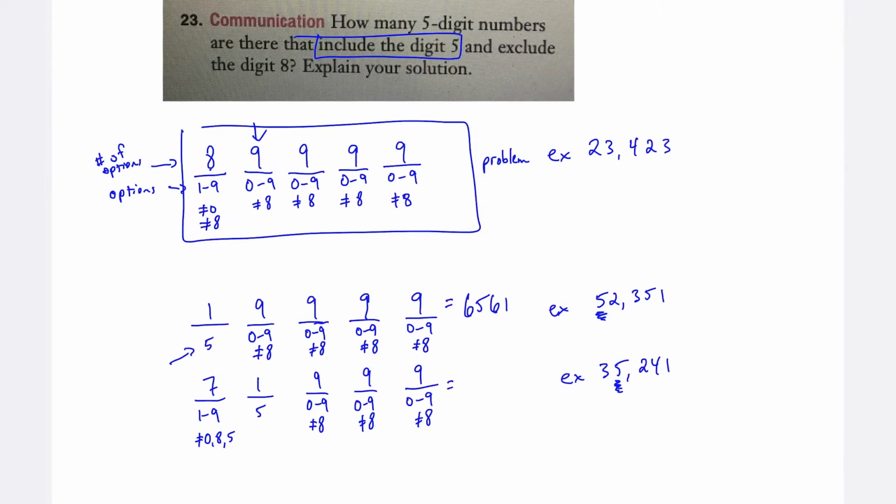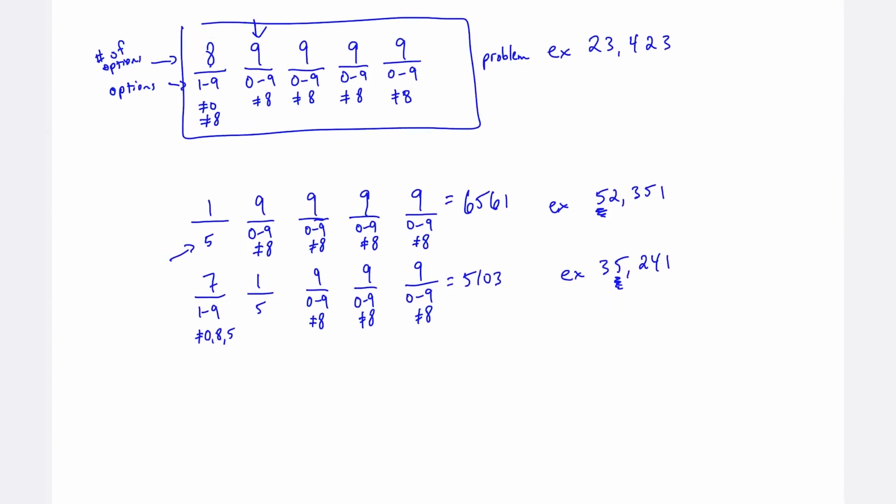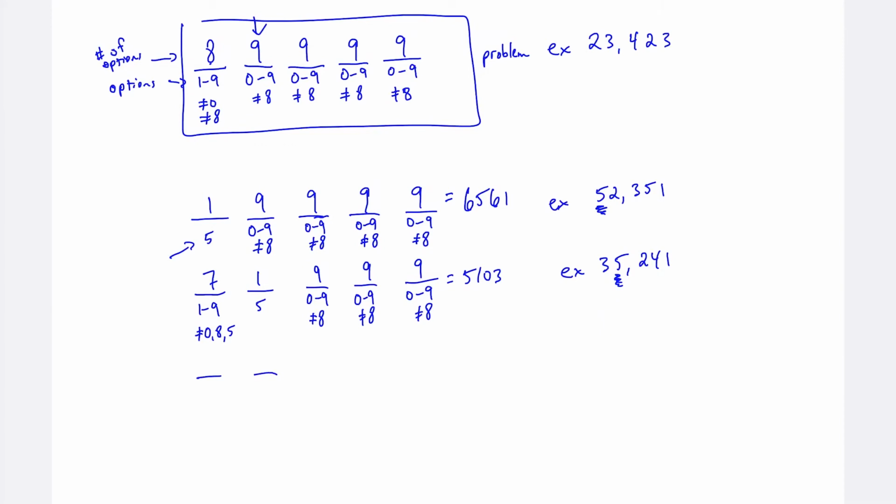Okay, so that is 7 times 9 times 9 times 9, which is 5,103. And then we just keep going through this. So now we're going to make this digit a 5. This one's going to be a 1 through 9, and it can't be a 0, 8, or a 5.